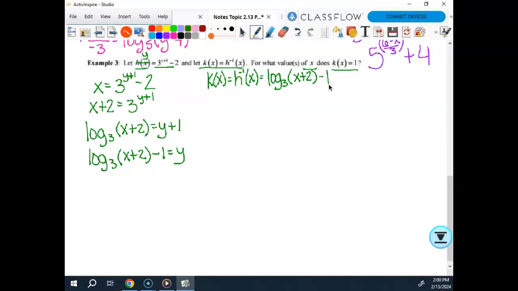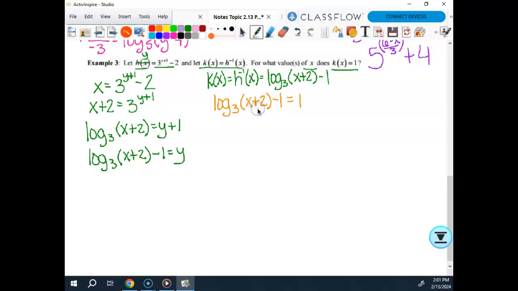Okay. So now that I have what k of x is, I want to know when does it equal 1, so I need to set it equal to 1. So log base 3 of x plus 2 minus 1 equals 1. So I'm about to solve this log equation, right? Do I need to pay attention to the domain if I solve a log? Yes. Okay. Now, the other two we just did, we weren't solving. We were just finding the inverse, so that was irrelevant. But when I solve this, if I'm going to get an x equals something, then I got to know if that falls in the domain, right?